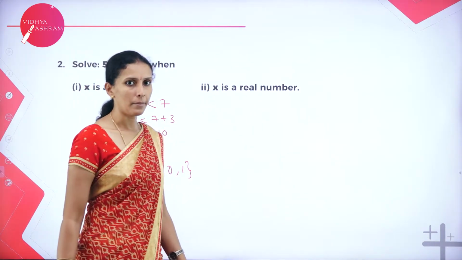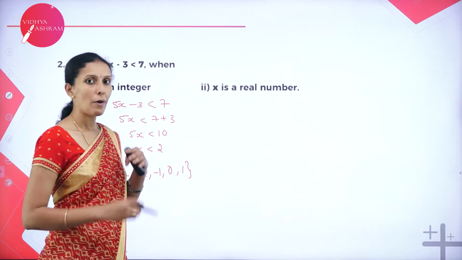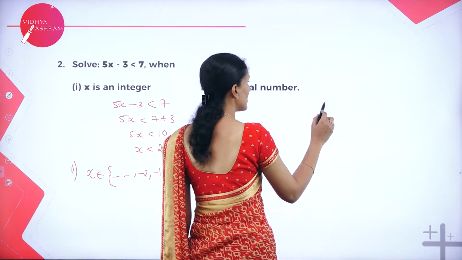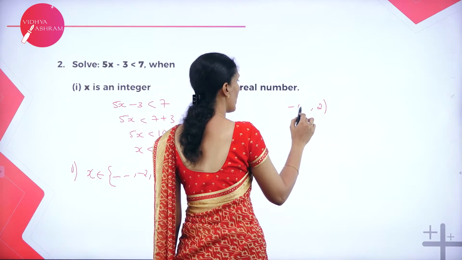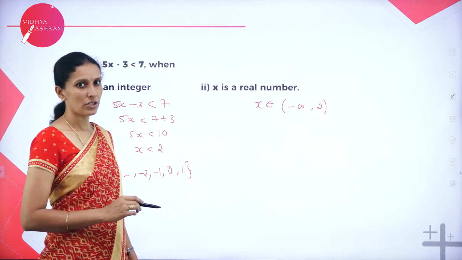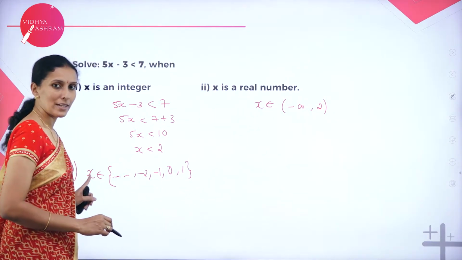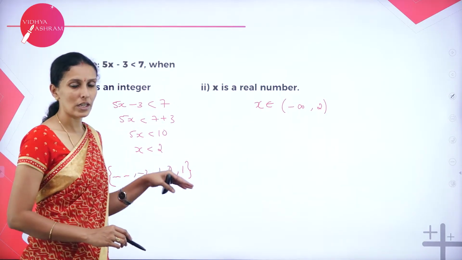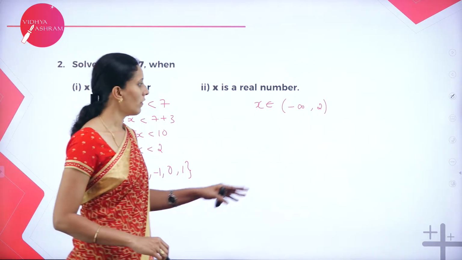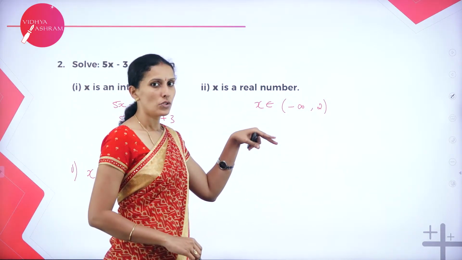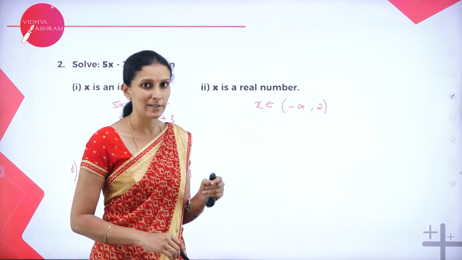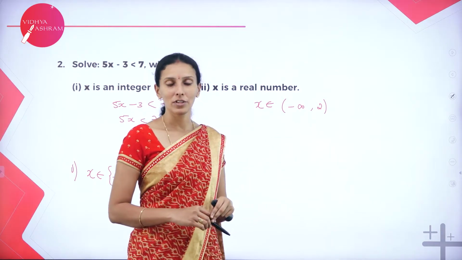Next, x is a real number. Less than 2 means you have many real numbers less than 2. Therefore, you can write it as minus infinity, 2. So, the solution set when x is a real number is (minus infinity, 2). It can go till minus infinity, including all integers, real numbers, rational numbers, irrational numbers, everything. So, therefore, it is less than 2. Whenever it is strictly less than, we use the open bracket. So, the solution set whenever x is a real number can be written as (minus infinity, 2).